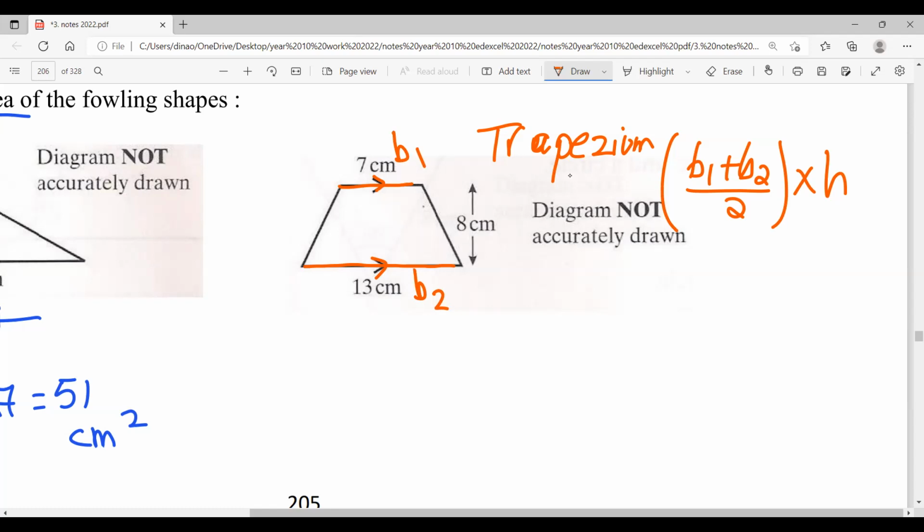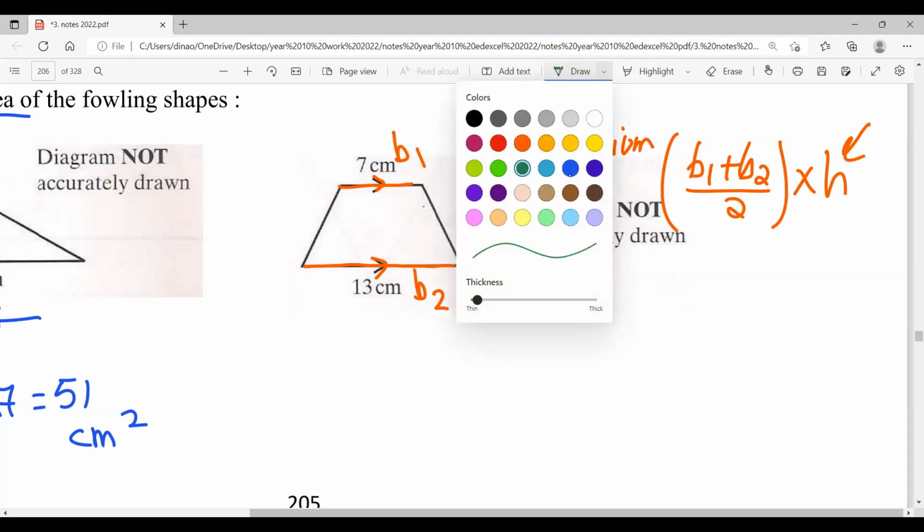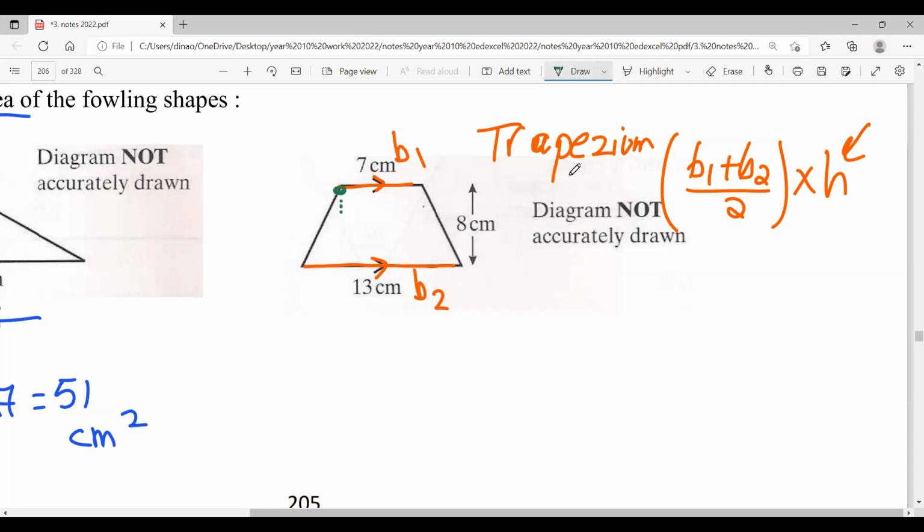Now, what is the height? The height is the perpendicular distance between them. Again I confirm, the perpendicular between them. Perpendicular distance is my height. This is the height, the distance between the two bases. The perpendicular distance between the two bases.